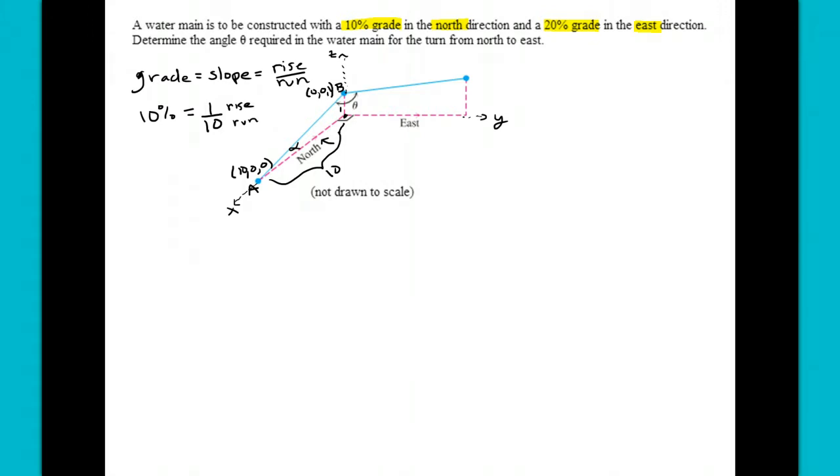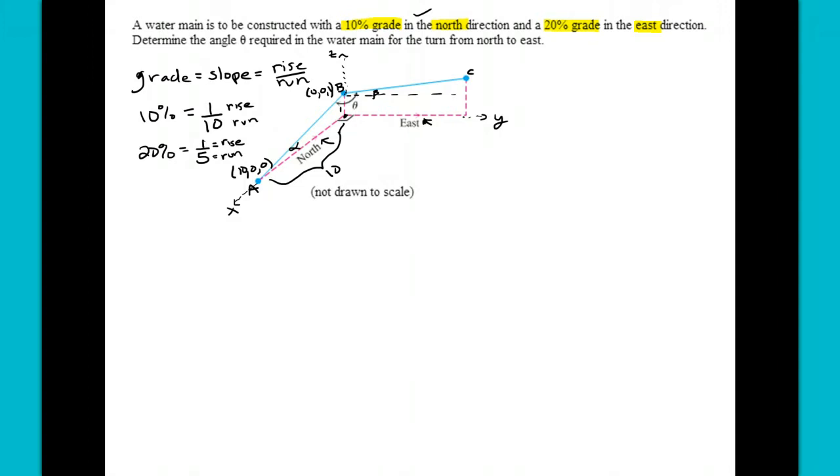Okay, great. So we now move on to a 20% grade in the east direction. There's another little arrow there, it's hard to see. And so this is the east direction, there's the arrow. And so what you need to do is create a horizontal here. Let's call this angle here beta. The beta angle there will create a 20% grade. 20% is 1/5. So we should rise 1, we should run 5 from that particular point B. Let's call this point C.